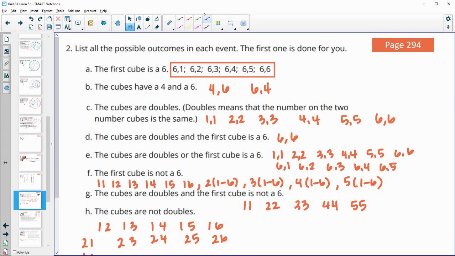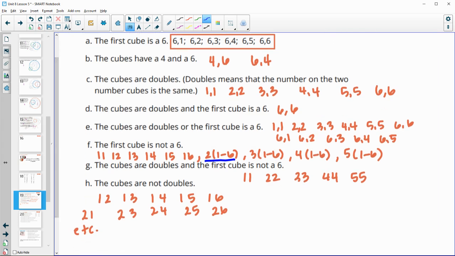The first cube is not a 6. Okay, so you'd have 1 with each of 1 through 6. So 1, 1, 1, 2, 1, 3, 1, 4, 1, 5, 1, 6. And then I just kind of shorthanded this: 2 with each of them, 3 with each of them, 4 with each of them, 5 with each of them. Would not include 6 first. Cubes are doubles and the first is not a 6, so just the doubles 1 through 5. And then cubes are not doubles. So we would not be putting in 1, 1. I listed the others. We would not be putting in 2, 2. I listed the others. And then you would keep going. So 3, 1, 3, 2, not 3, 3, all the way through 6.